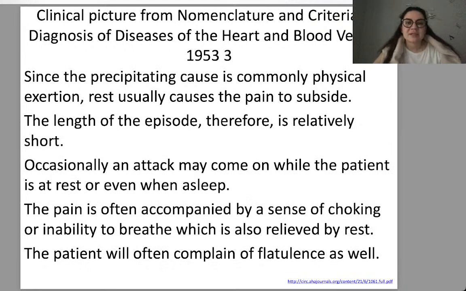Since the precipitating cause is commonly physical exertion, rest usually causes the pain to subside. The length of the episode, therefore, is relatively short. Occasionally, an attack may come on while the patient is at rest or even when asleep. The pain is often accompanied by a sense of choking or inability to breathe, which is also relieved by rest. The patients will often complain of flatulence as well.